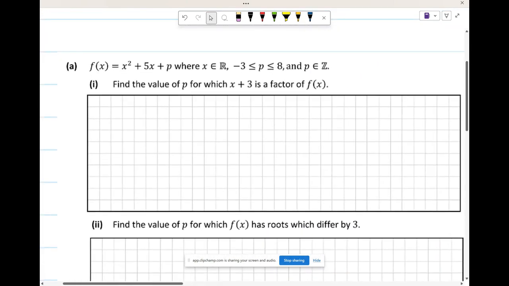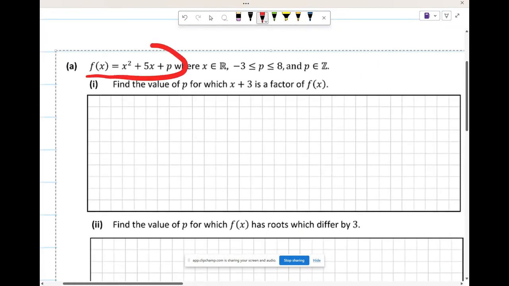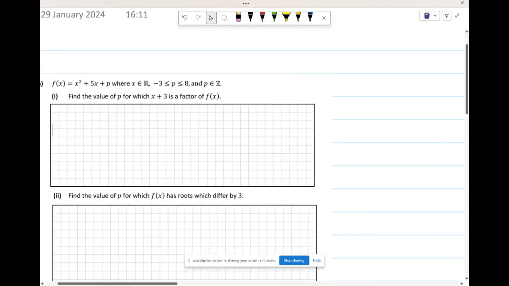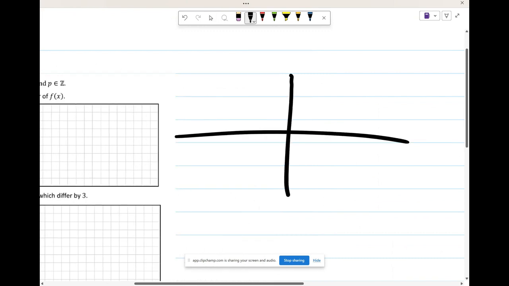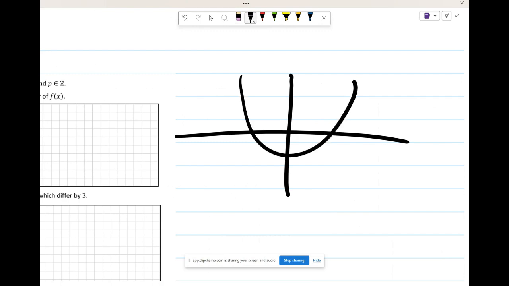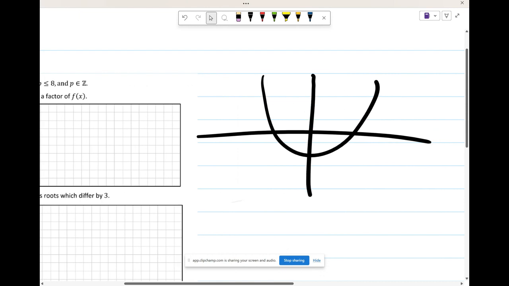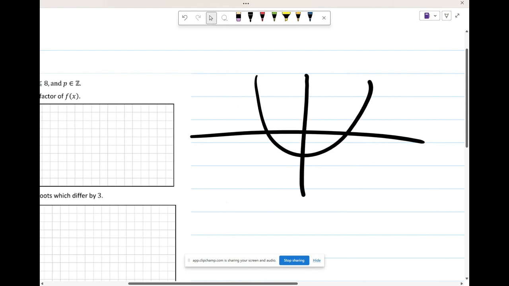So it says, our function is x squared plus 5x plus p, where x is just a real number and p is between -3 and 8, and p is an integer. So it's telling us this is our function, and we want to find the value of p for which x plus 3 is a factor of f of x. Okay, well, there's lots of ways to do this, but first let's just draw out what our function looks like. So it's going to be some kind of quadratic because we know it's an x squared. We don't know where it crosses the x-axis yet, but that's okay.